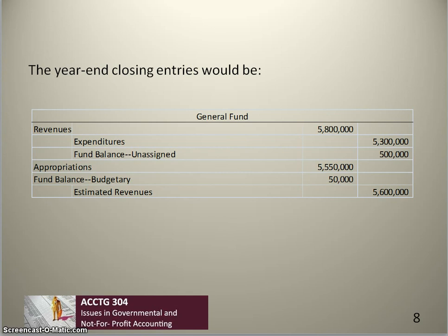Note that we also close out our budget accounts at this time. Appropriations, estimated revenues, with the balancing entry going to budgetary fund balance. Now in this case, the closing entries for the budget entries are exactly the reverse of when we recorded the budget at the beginning of the year. If we had amended the budget during the year, these entries might be something different than the exact opposite of what we had at the beginning of the year.